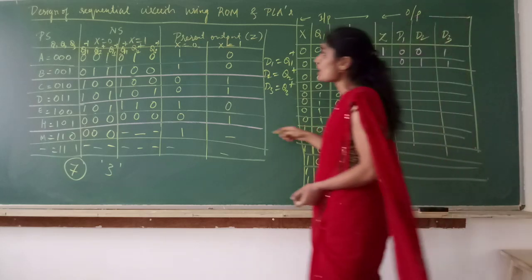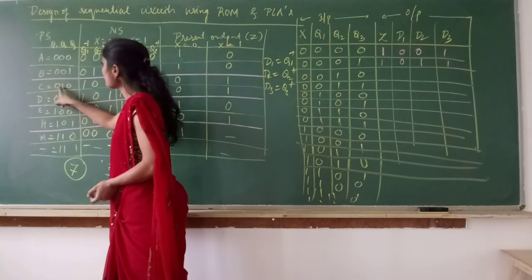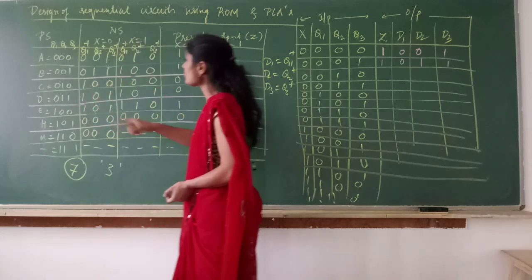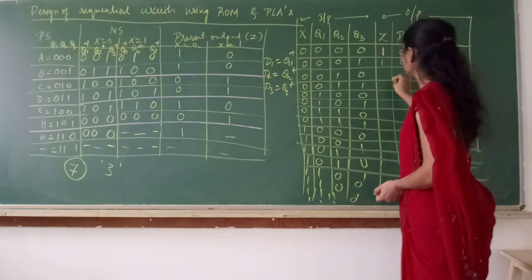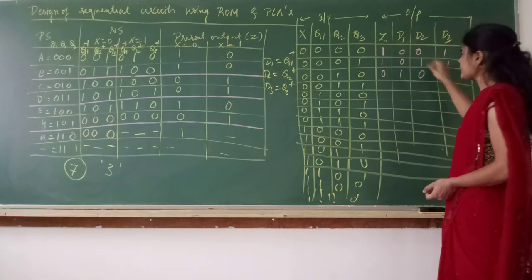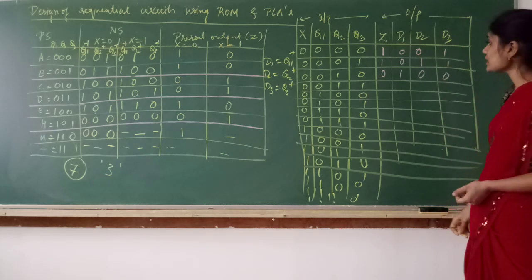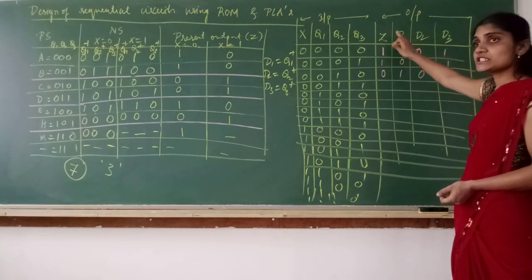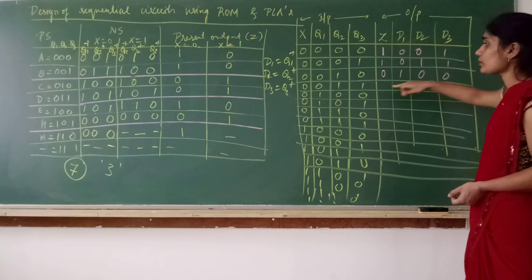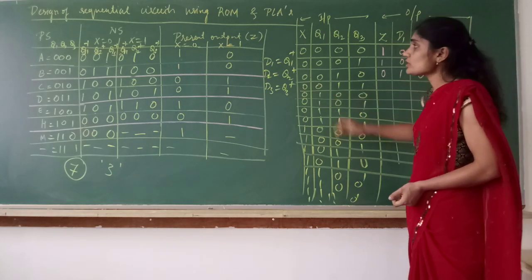Next, 0, 0, 1, 0. The next state is 1, 0, 0. Output Z is 0. First we have taken the output variable, right? You can even change that. First you can take D1, D2, D3, then the output variable. That is also right.